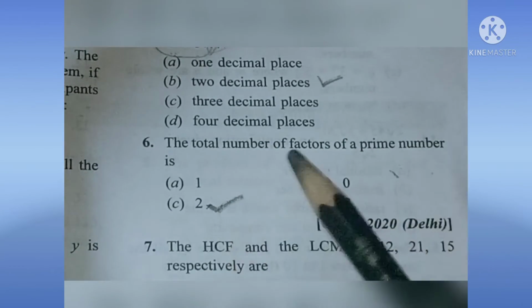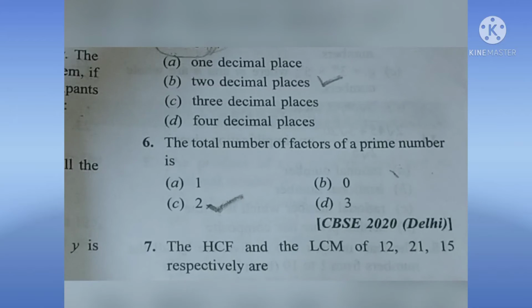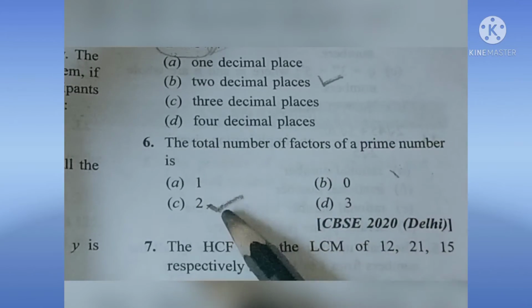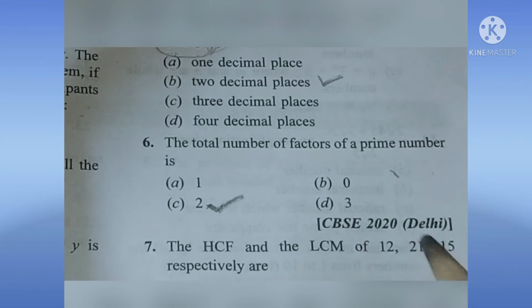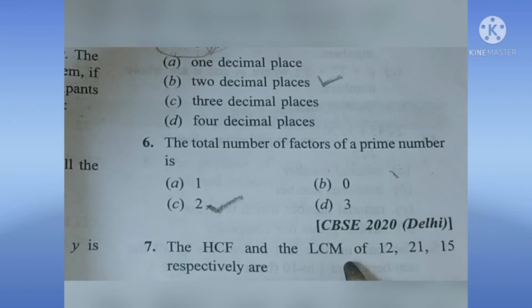Next one. The total number of factors of a prime number. We know that a prime number contains only 2 factors, 1 and that number itself. Therefore, the total number of factors of a prime number is 2. Then, the HCF and the LCM of numbers 12, 21 and 15.